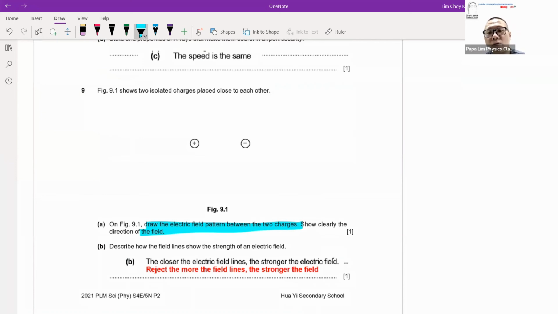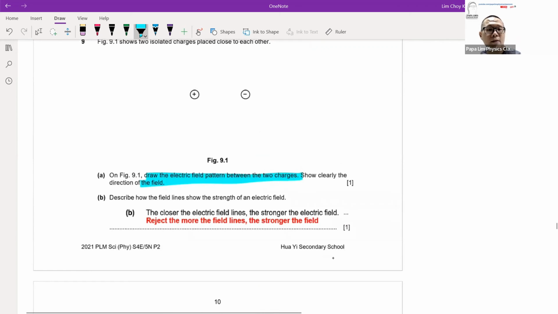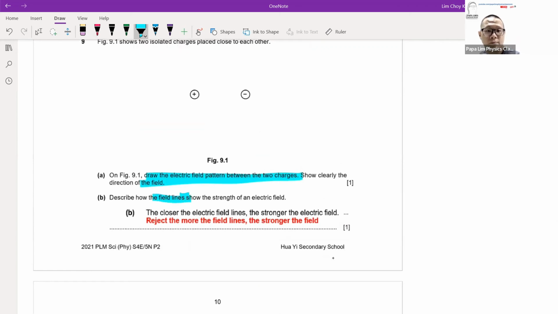Please know the correct direction. The field line is always drawn with the arrow pointing from the positive charge to the negative charge. Okay, field lines: the closer they are, the stronger the field.